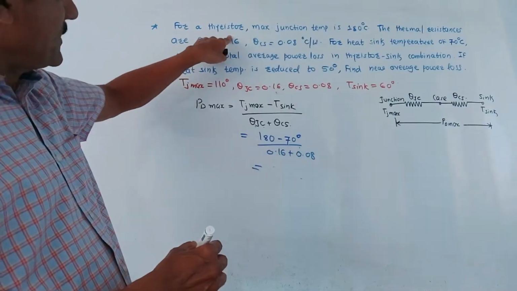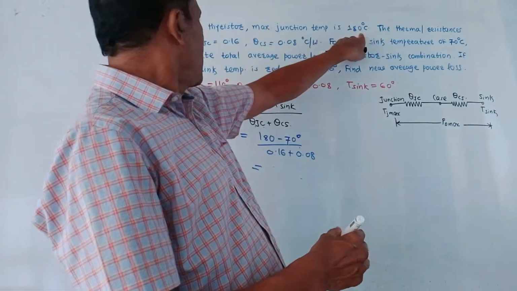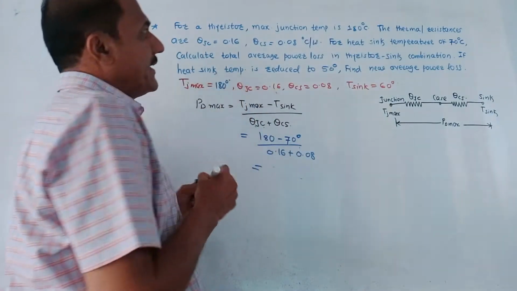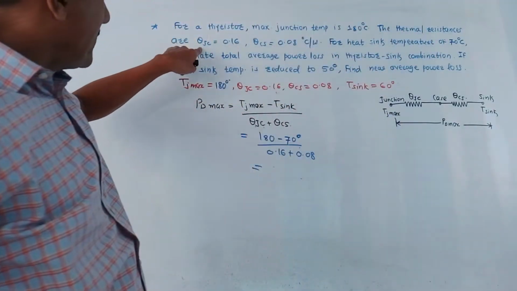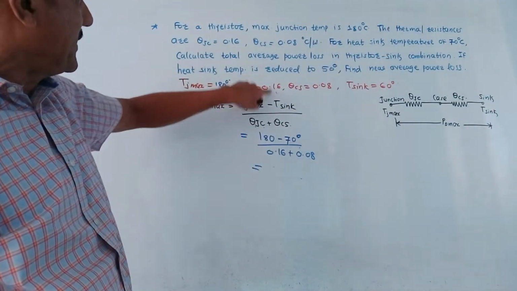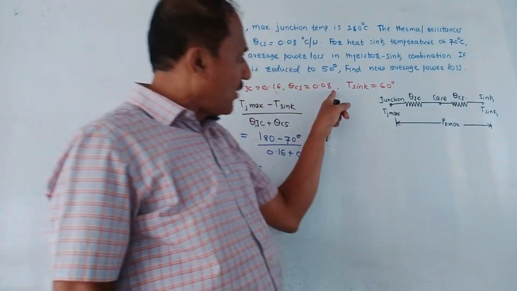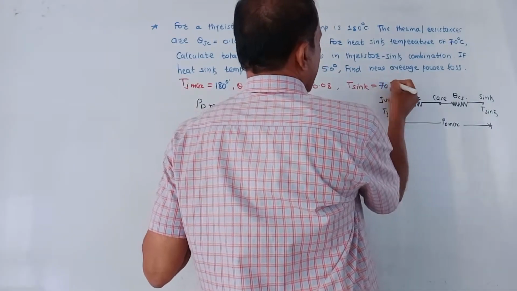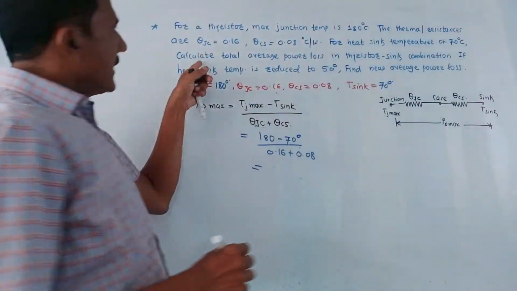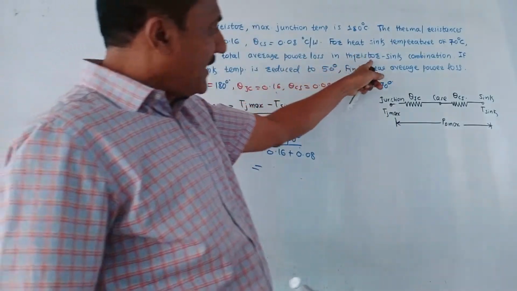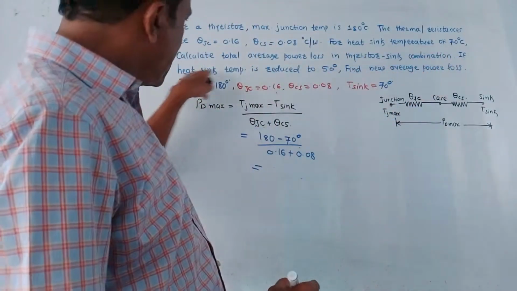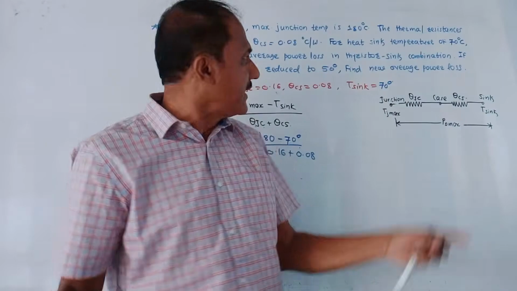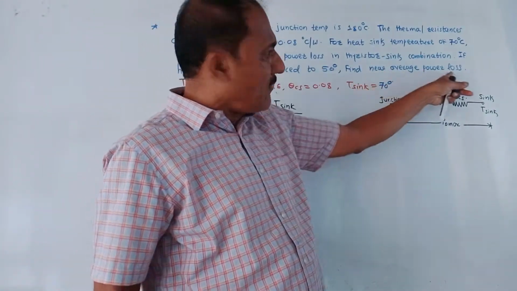The given problem is for a thyristor, maximum junction temperature is 180 degree. So this is the given junction temperature, that is 180 degree. The thermal resistances are theta Jc is 0.16, theta Cs 0.08. These values I have already written. For the heatsink temperature of 70 degree, given temperature initially is 70 degree, calculate total average power loss in the thyristor sink combination. If heatsink temperature is reduced to 50 degree, that means next time the temperature is reduced to 50 degree, calculate new average power loss.